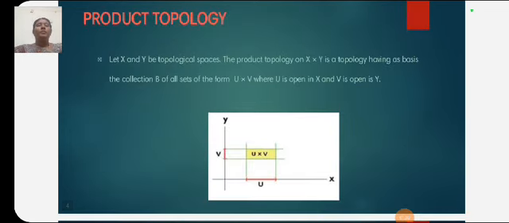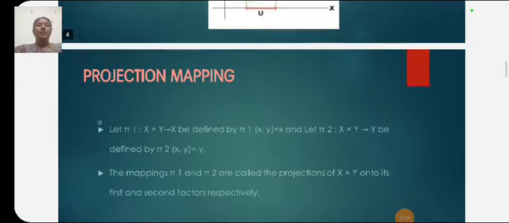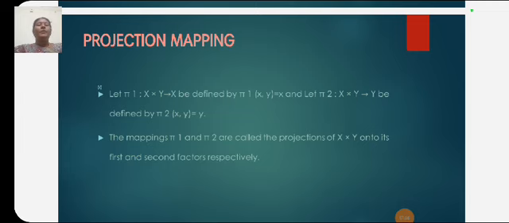Product topology. Let X and Y be topological spaces, and the product topology on X cross Y is a topology having as basis the collection script B of all sets of the form U cross V, where U is open in X and V is open in Y. Projection mapping. Let phi 1 from X cross Y to X be defined by phi 1 of (x, y) equal to x, and phi 2 from X cross Y to Y be defined by phi 2 of (x, y) equal to y.